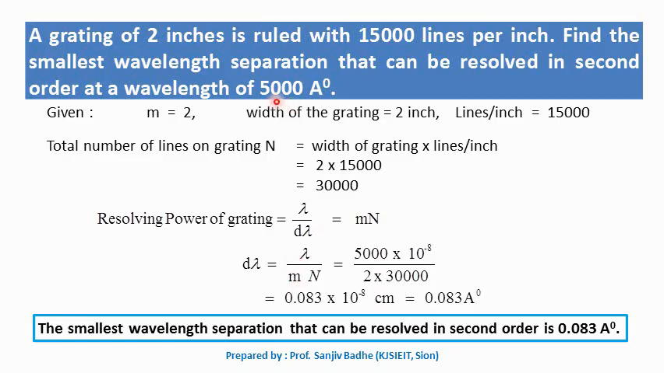Lambda is given as 5000 angstroms, that is 5000 into 10 raised to minus 8 centimeters. n is 30,000, so it is a number. Width of the grating in inches multiplied by lines per inch, so it will be just a number. So d lambda will be equal to 5000 into 10 raised to minus 8 upon 2 into 30,000, that comes as 0.083 into 10 raised to minus 8 centimeters or 0.083 angstroms. So the smallest wavelength separation that can be resolved in second order is 0.083 angstroms. In this problem m was 2.